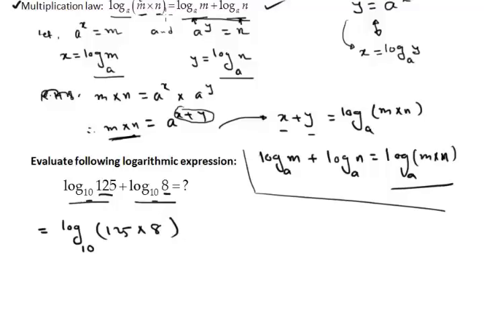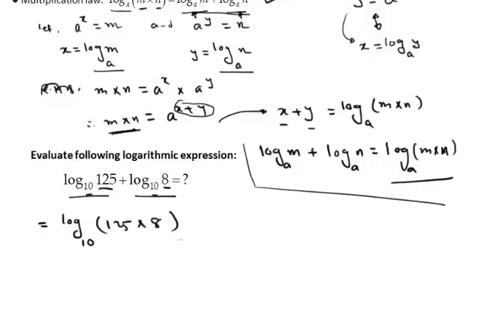So if we have multiplication, we can separate them into addition, and if we are given addition, then we can put them together in a single long function as multiplication, provided the base has to be the same. So now we need to simplify this.